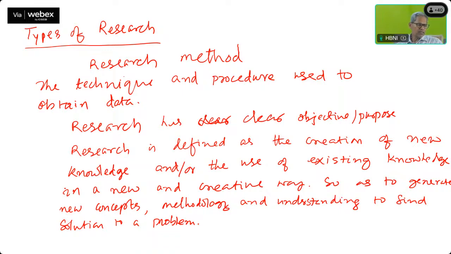So research methodology is a very wide term. It starts with the research question, and we will be following all the steps that are there in research methodology. Let me now, at this stage, classify research. Research classification.